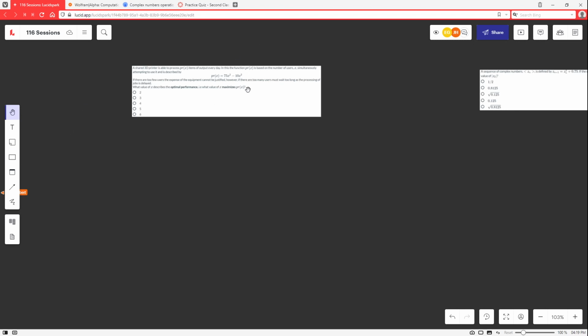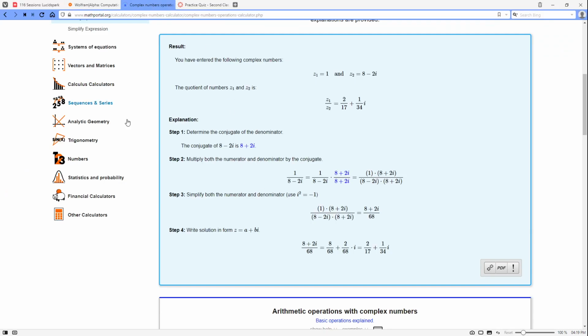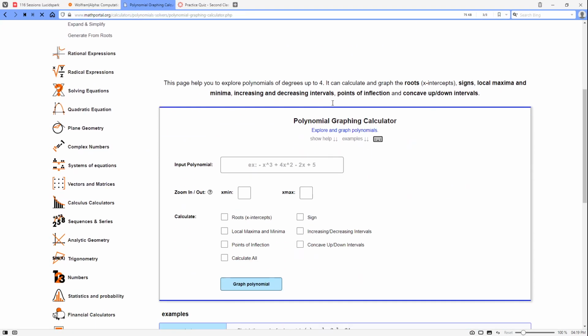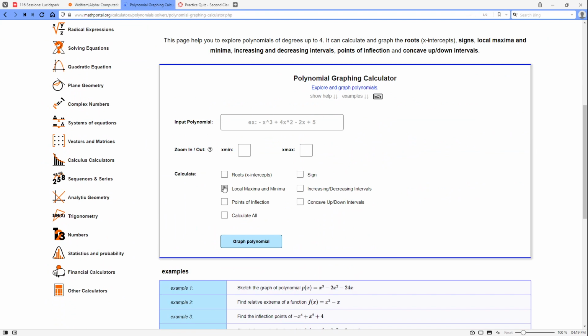There. What we have is a polynomial. We're trying to optimize the polynomial for maxima, so we want to find the maximum of the polynomial. Matplotlib has a thing for this. If we go to polynomial calculators, and I believe it is in graphing, and then local maxima and minima, we want that equation in. It was 75 times x to the 2 minus 10 times x to the 3.